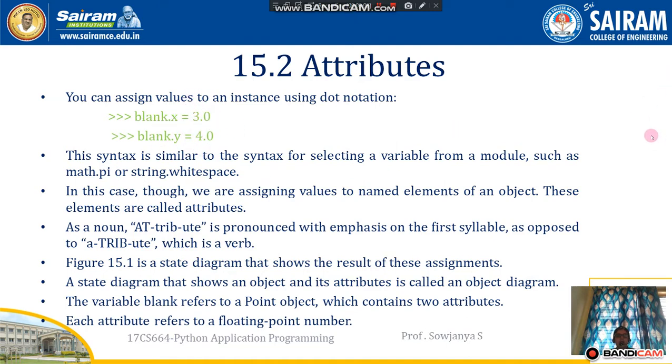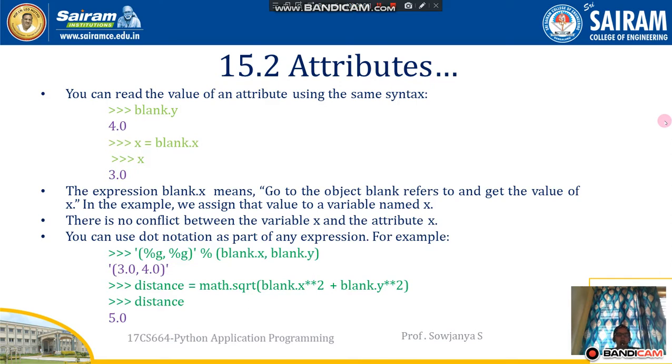Okay, fine. Now you can also read the value of an attribute using the same syntax. When you want to read a value, how do you print that particular value? The same syntax you can use here, blank.y. When you print this, it should give a return value. The value for blank.y stored here is 4, so it gives you 4.